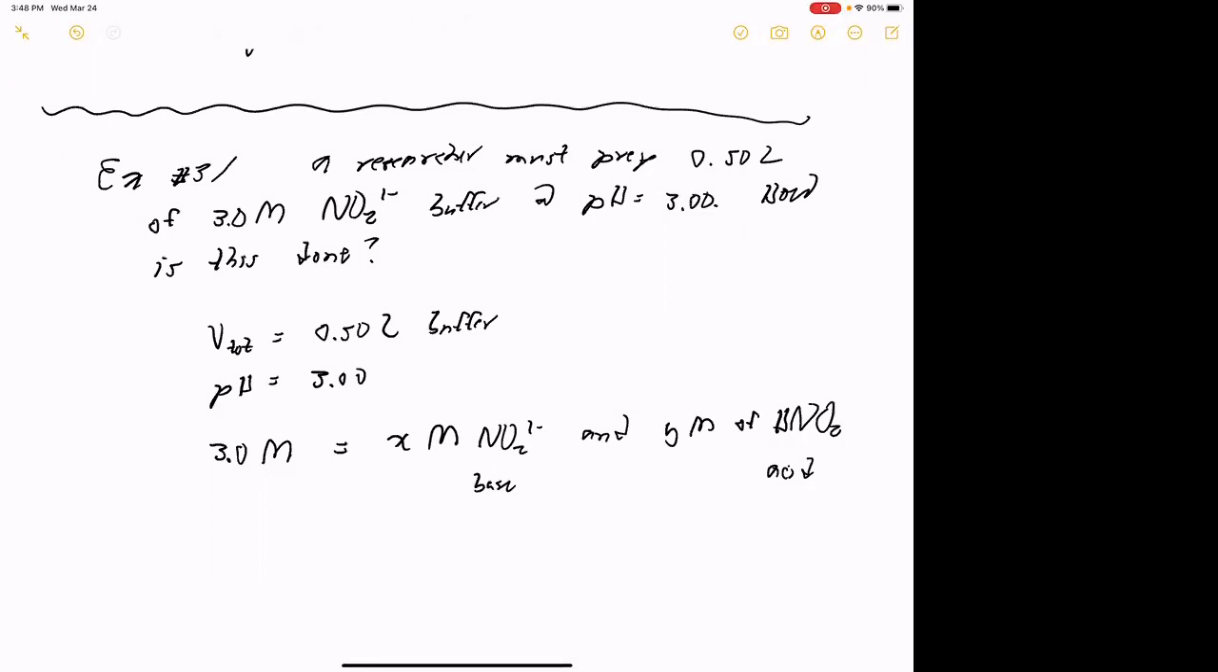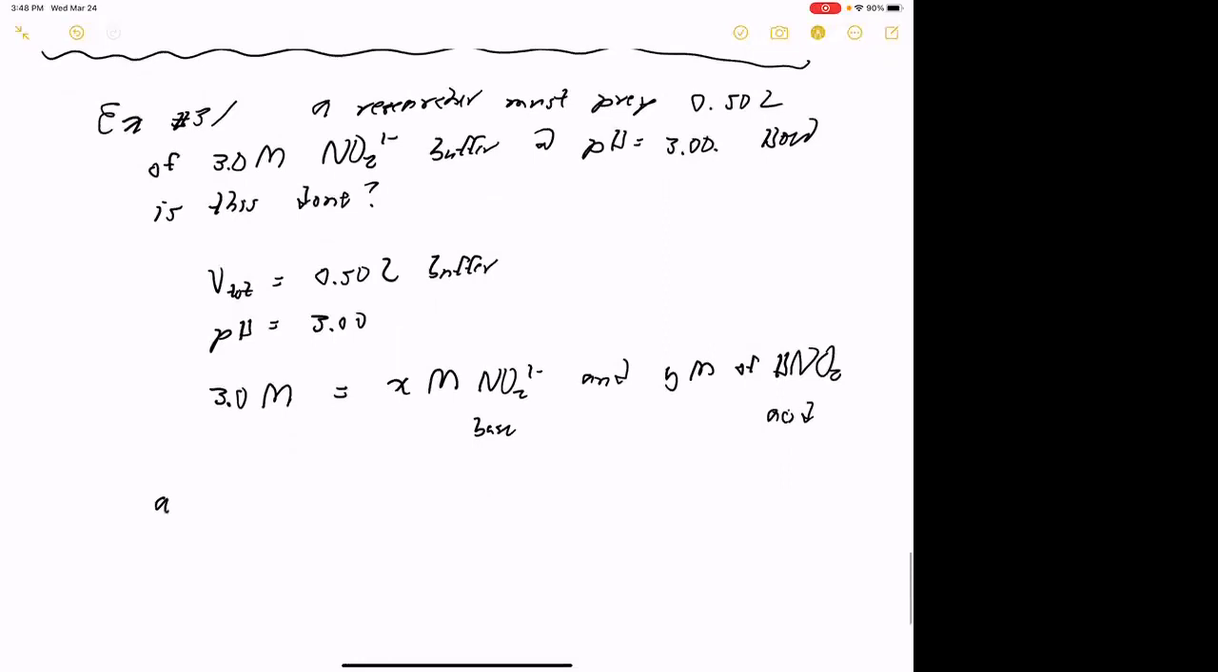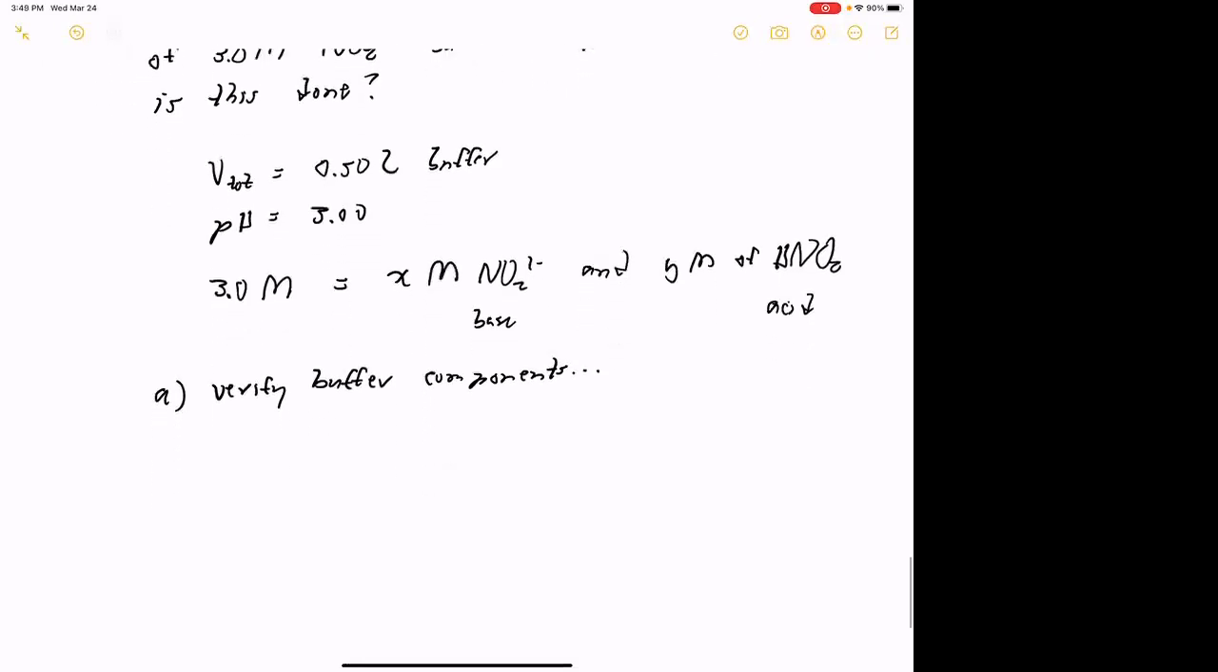So now we have to do a few things to verify. Okay, so the first thing we want to do is to verify the buffer components. In other words, are these appropriate conjugate acid base pair to choose for this buffer? And we mentioned something about this very briefly in class last time. Okay, so again, let's just sort of look at what we got. Okay, we know that we have the weak base. That's going to be the nitrite. I know I've got my weak acid. That's the nitrous acid, which is HNO2.